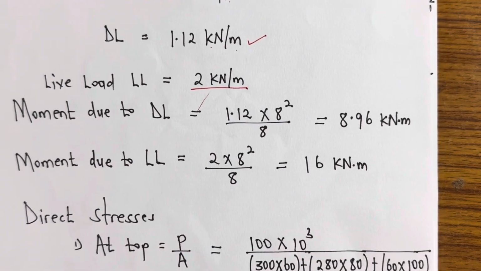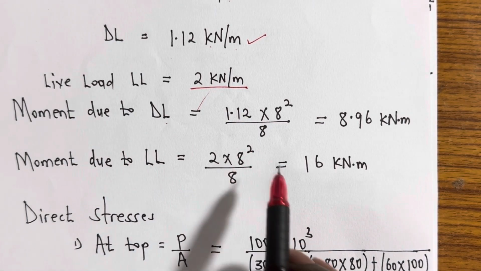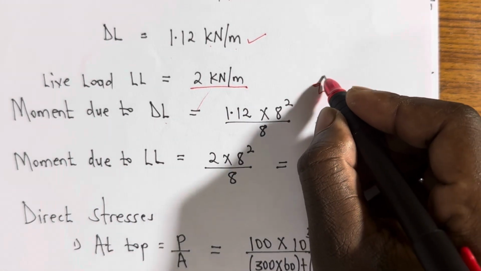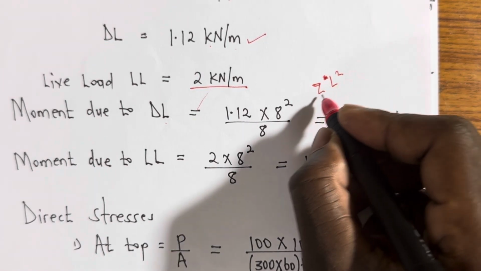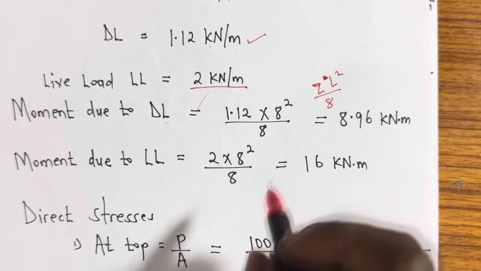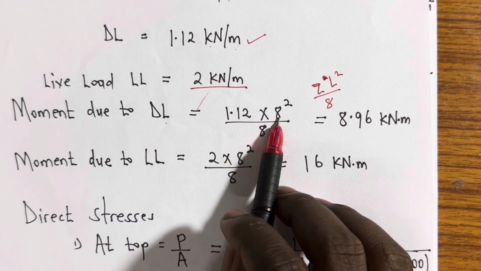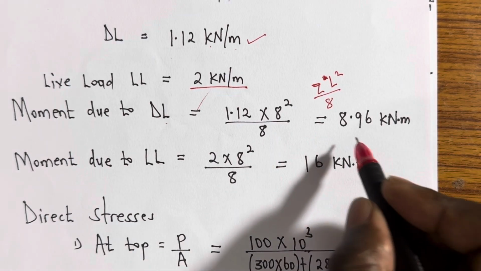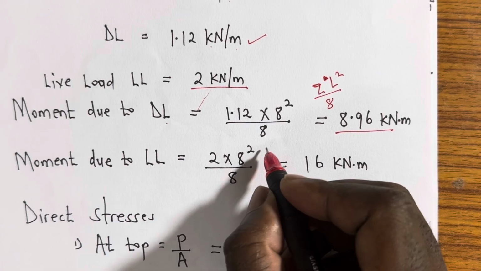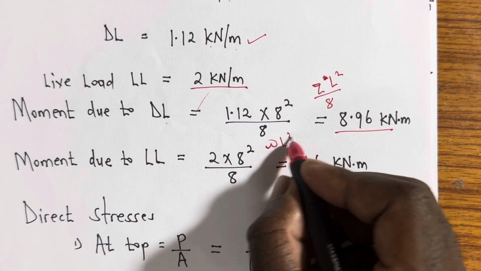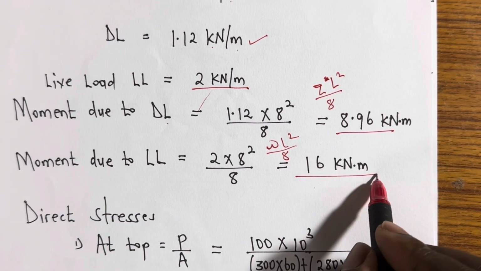Now we have to obtain the moment due to dead load. The moment due to dead load is given by, if I call it Q, Q times L squared divided by 8. So Q is 1.12 times L squared, the span is 8 squared, and divide by 8. You get this answer, right? Then the live load, if the live load is W for instance, so it becomes W, which is 2, times L squared divided by 8 also. So this is what we have obtained as 16 kilonewton meter.